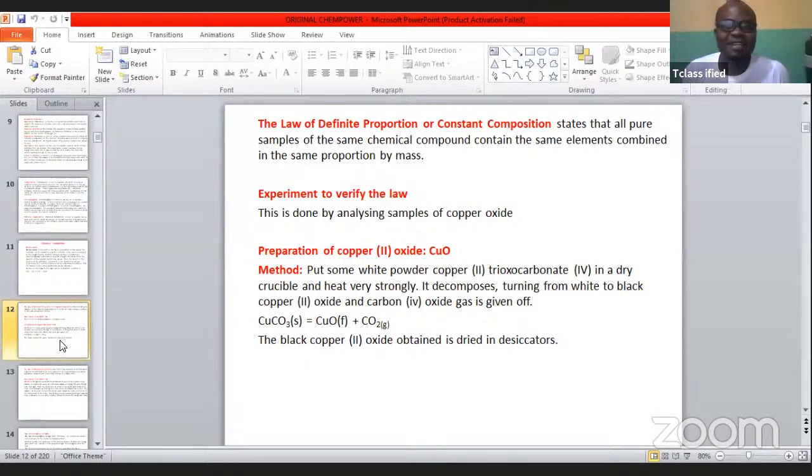Okay. So the experiment to verify this law is simply done by analyzing samples of copper oxide. The method here is to put some white copper(II) trioxocarbonate(IV) in a dry crucible and heat very strongly. It decomposes, turning from white to black copper(II) oxide, and carbon(IV) oxide gas is given off. The black copper(II) oxide obtained is dried.